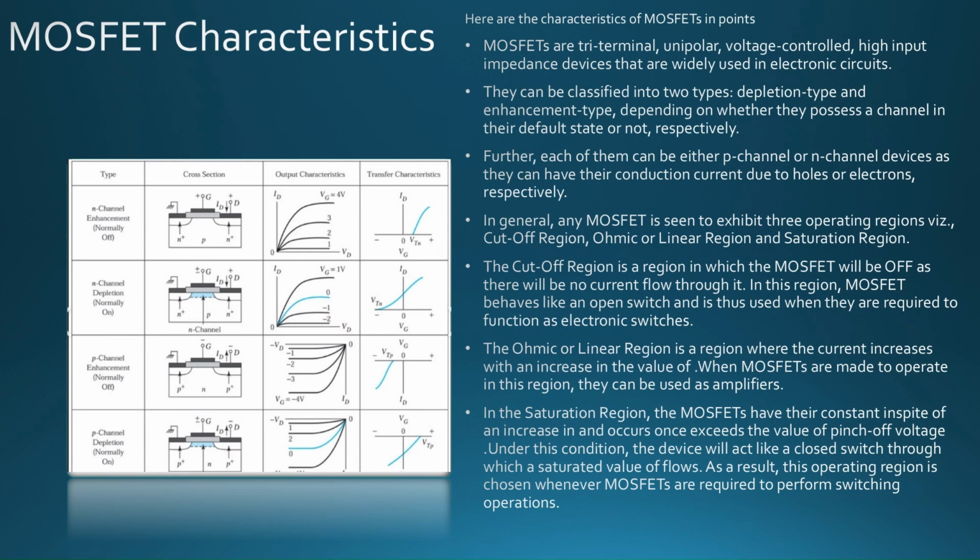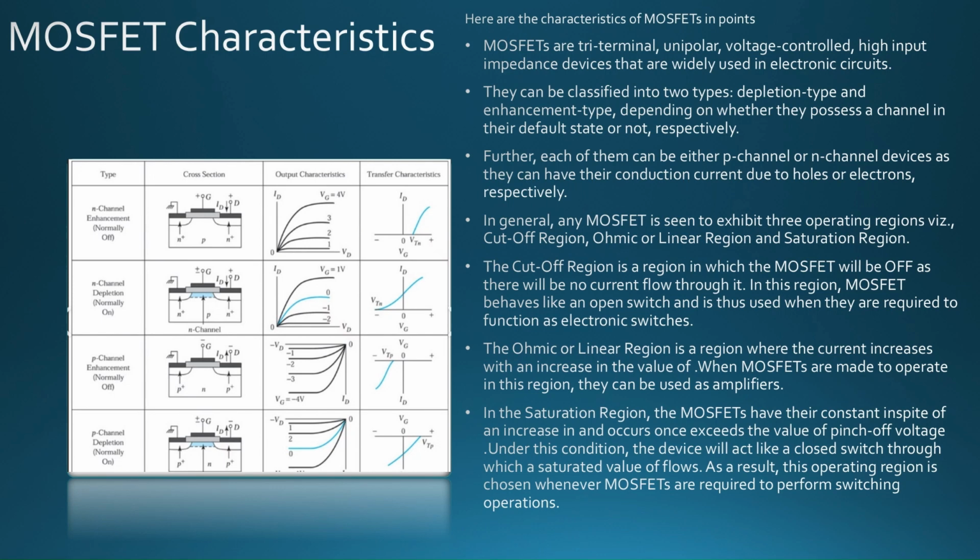In the saturation region, the MOSFETs have a constant current despite an increase in the drain-source voltage, and this occurs once it exceeds the value of pinch-off voltage. Under this condition, the device will act like a closed switch through which a saturated value of current flows. As a result, this operating region is chosen whenever MOSFETs are required to perform switching operations.